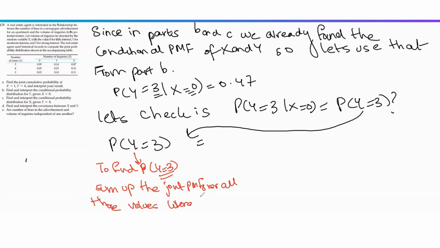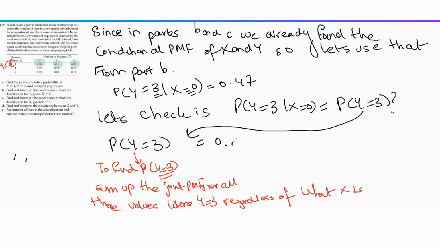Values where y is 3 regardless of what x is, right? So y is equal to 3 is over here. So we have to just sum up the joint PMF over all those values where y is 3, regardless of what x is. So it's this value, this value, and this value. So it's basically the row corresponding to y is equal to 3. We have to sum up the joint PMF over all these values where y is 3, regardless of whatever x is.